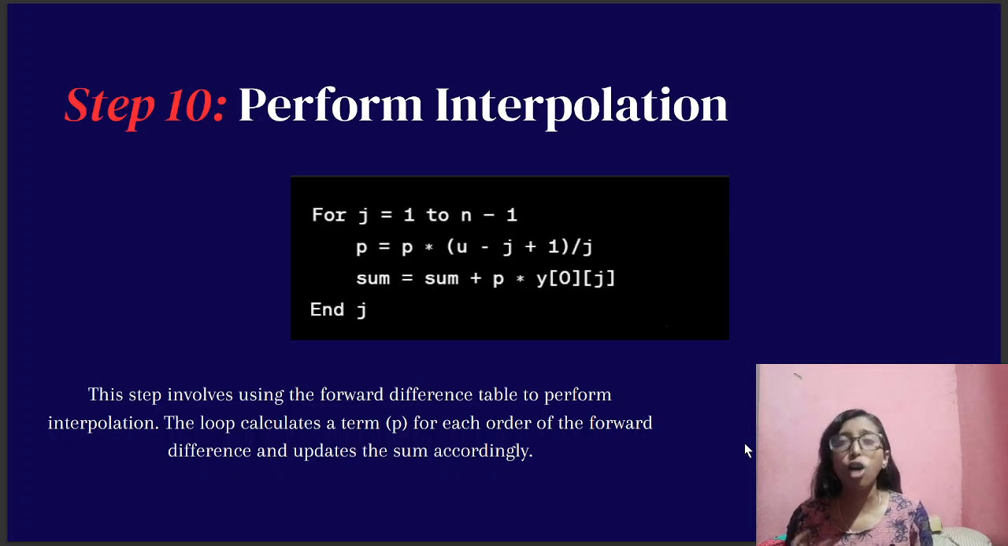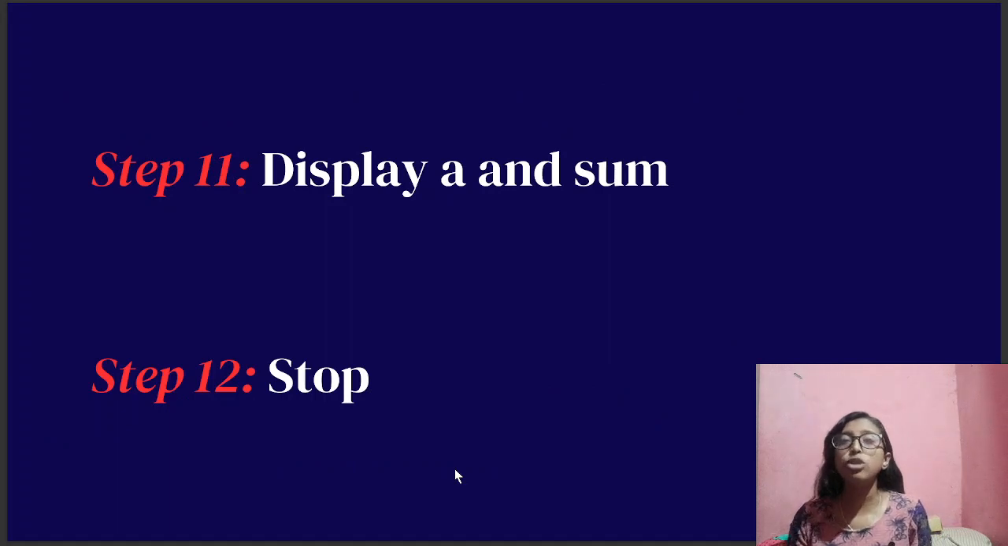Now the 10th step is to perform interpolation. After we have calculated all the values of the variables which have to be applied in that particular formula, now we have to perform the interpolation, the actual calculation to find the solution. This step involves using the forward difference table to perform interpolation. The loop calculates a term p for each order of the forward difference and updates the sum accordingly. Now the 11th step is to display a and sum, which we have calculated earlier. And here the algorithm ends with step 12, that is stop.